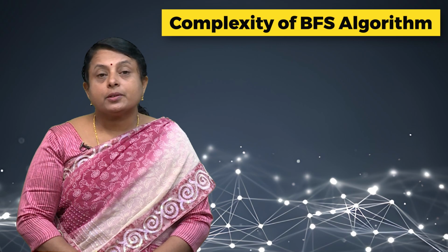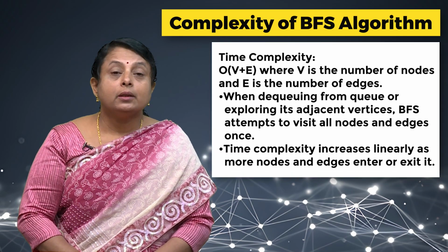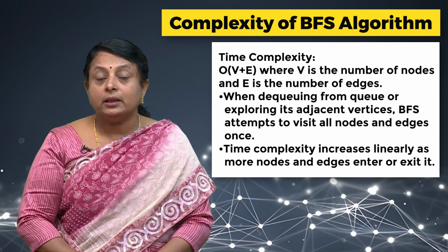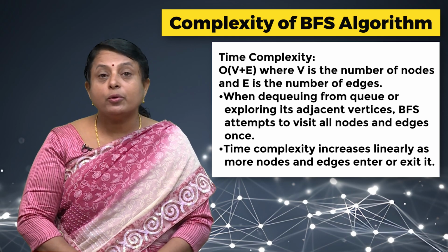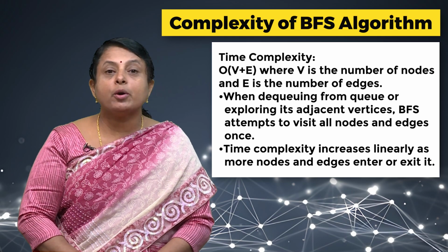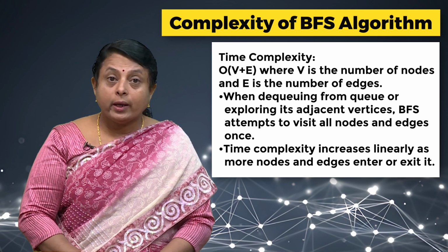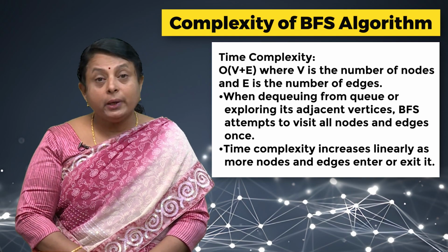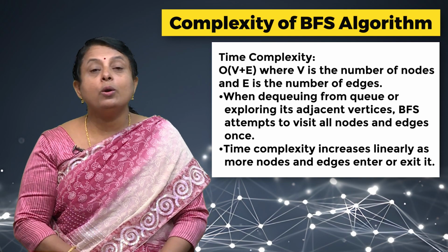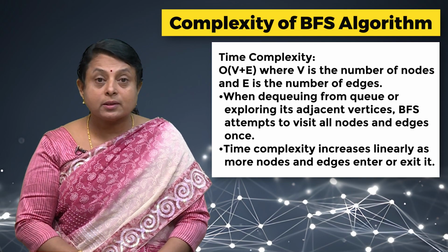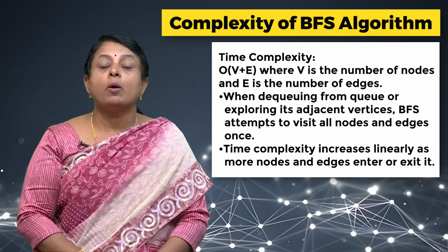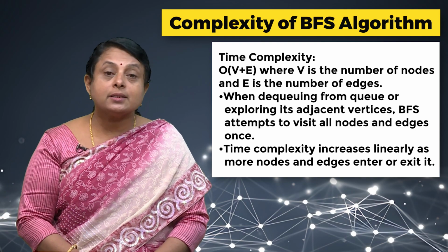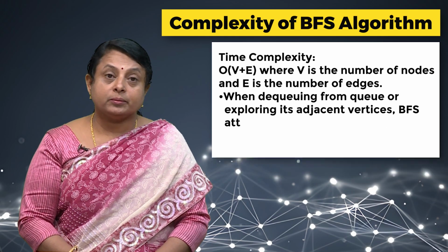Complexity of BFS. Time complexity. The time complexity of BFS is O(V plus E), where V is the number of nodes in the graph and E is the number of edges in the graph. When dequeuing from its queue or exploring its adjacent vertices, BFS attempts to visit all nodes and edges at least once. Thus, its time complexity increases linearly as more nodes and edges enter or exit it.